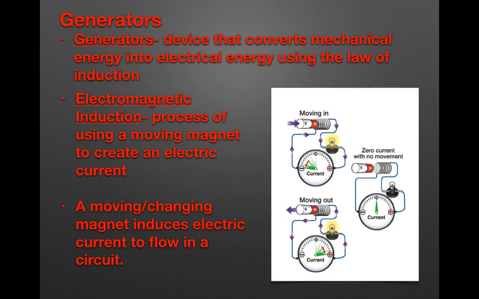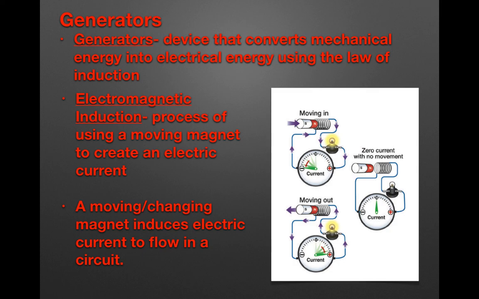So electromagnetic induction is the process of using a moving magnet to create an electric current. As you can see in the picture here, they're showing you what happens. When you move the magnet in, when you move it out, you can see that the current is changing. If you just leave it inside there and you don't move the magnet, you're not going to create a current. So you need to move magnets in order to create electricity.